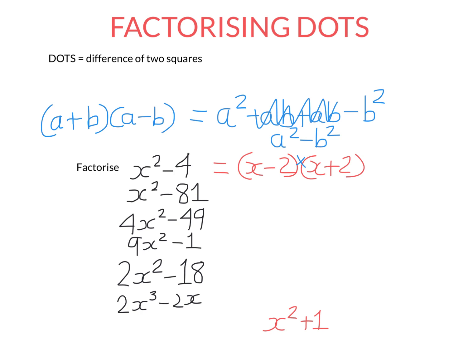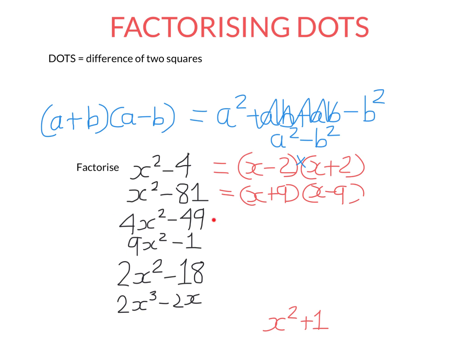Let's do x squared minus 81. Once again, it's a perfect square minus a perfect square. Remember, difference means minus. So here's how we do it. Set up two brackets, square root the first, square root the second, square root of 81 is 9. One bracket gets a plus, one gets a minus, and we're done. If I were to expand this, I'd get that.